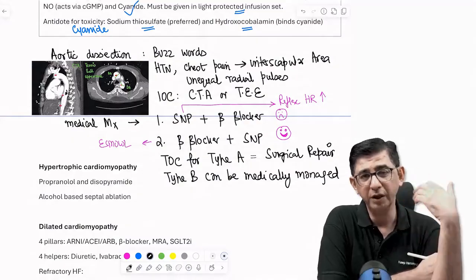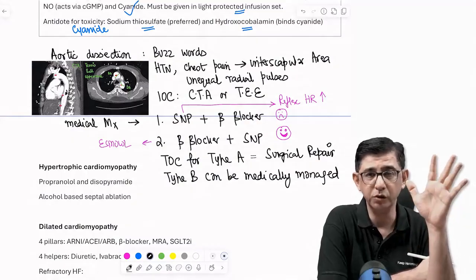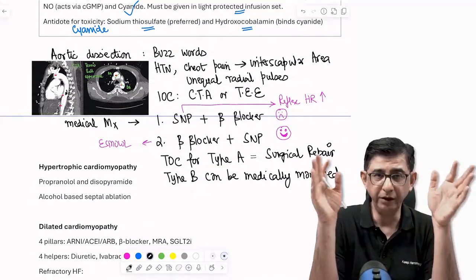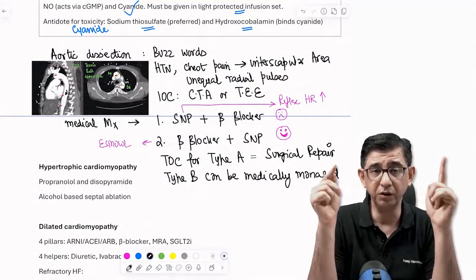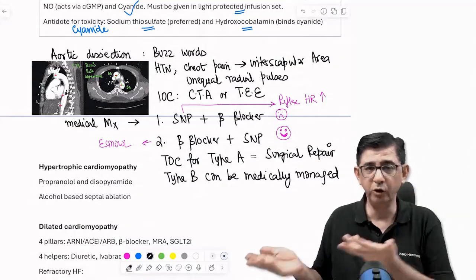Obviously, if it keeps on increasing and the blood pressure keeps on falling, we might have to go for surgical repair in type B also. But I wanted to bring to your attention that in type A, it is mandatory that surgical repair should be done. But if he says what will be done first in the patient, then I hope I am able to explain to you that the patient immediately cannot be taken to the OT.